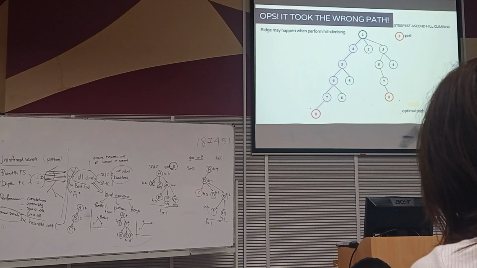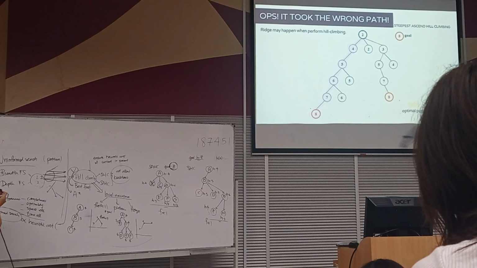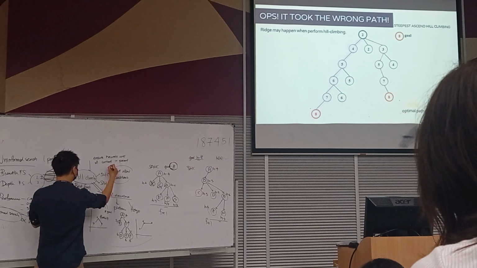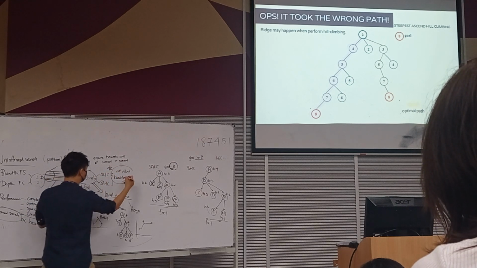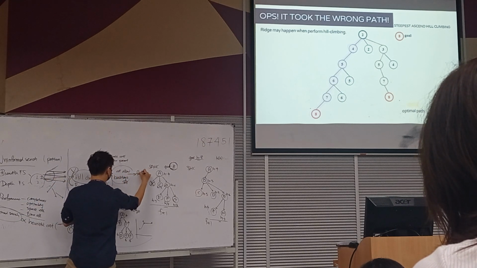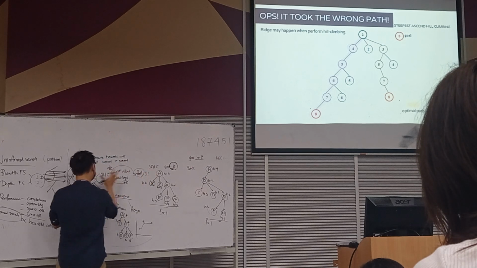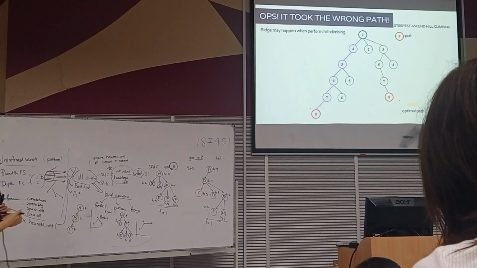Alright, so that is the 3 phenomena. Okay, and then always remember what is the limitation for hill climb: backtracking is not allowed. That's why it may lead you to fail. So this is not a good algorithm. Hill climb is not a good algorithm.